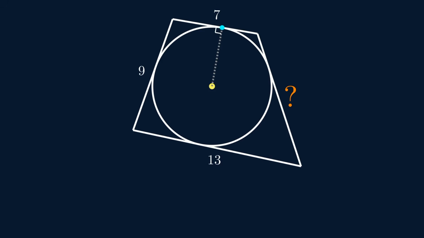Let's draw perpendiculars from the center to all 4 sides. Let's connect the center to one of our vertices. Take a look at the pink and green triangles. One of the sides of each triangle is the radius of the circle. And they're also both right triangles, and they both share the same hypotenuse.